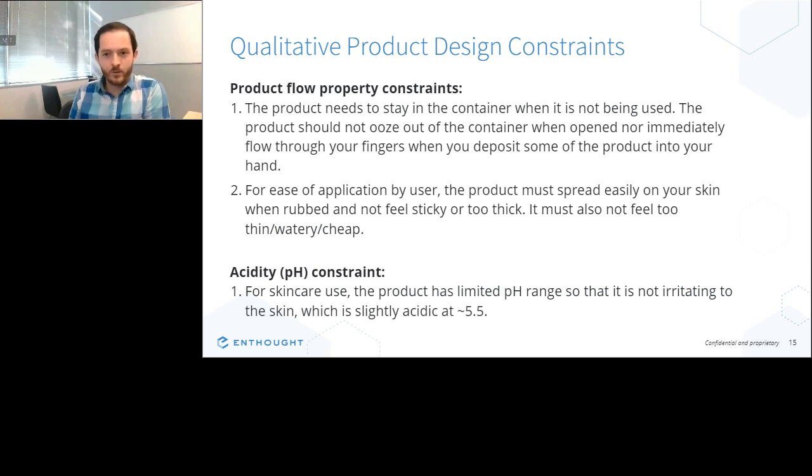In addition to these flow properties, the product must also have a carefully controlled pH range so that it's not irritating to my skin. So as a polymer scientist or formulation chemist, how can I achieve these complex properties desired by our customers?